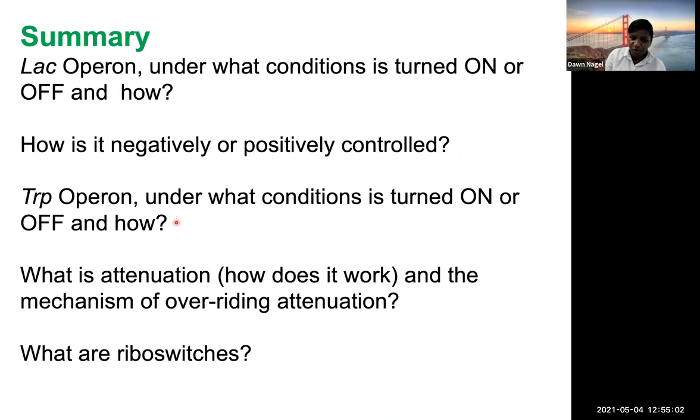The same for the trp operon, right? What conditions you expect it to be turned on or off and how. We talked about attenuation. How does it work? And how you might override attenuation? Because this is really important to be able to do under conditions where you have low tryptophan, right? You want to turn that repressor off. And very briefly, what are riboswitches? I'm not going to test you on a whole lot of questions about riboswitches. You probably will have one question, like, what is a riboswitch, just because it's not an area that we've discussed too much in detail.